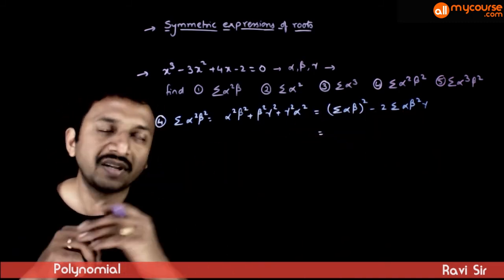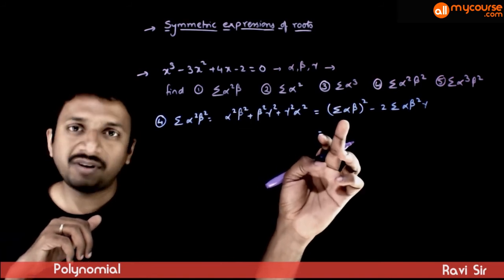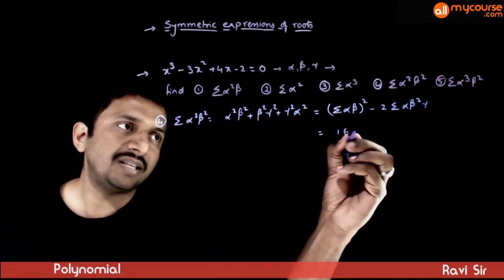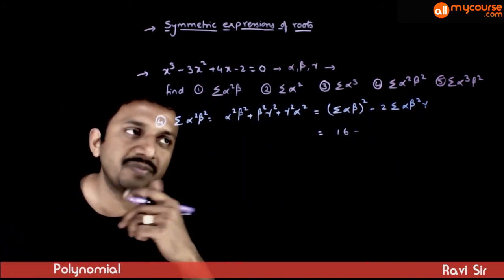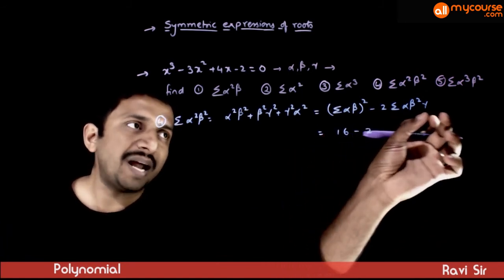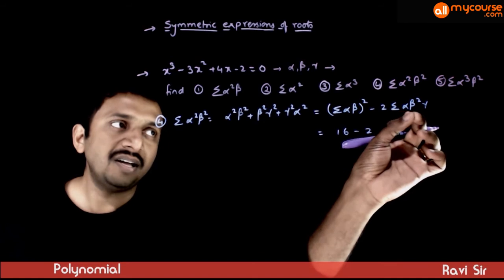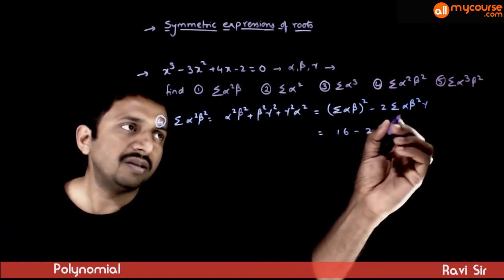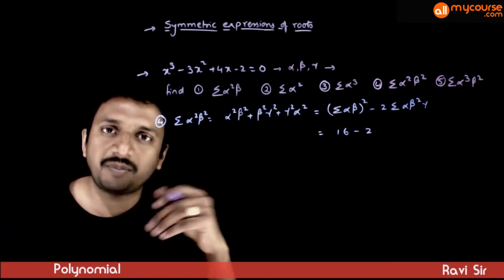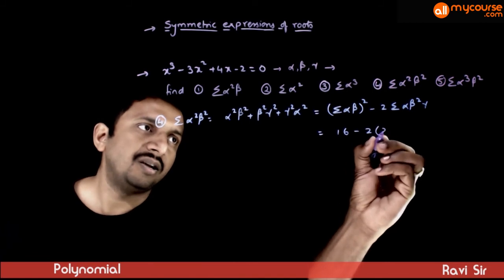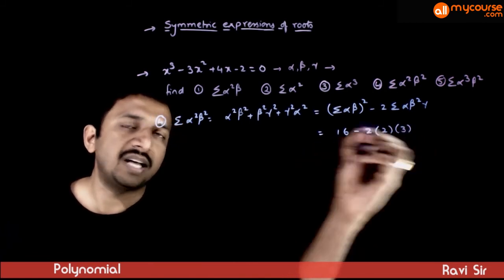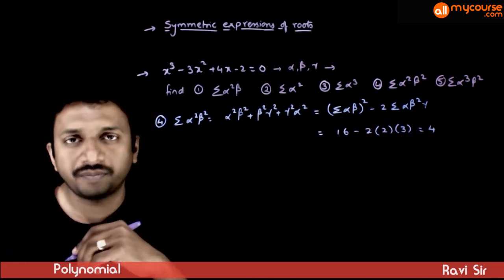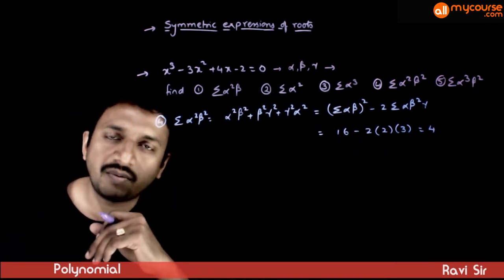So what is sigma alpha beta? Sigma alpha beta is alpha beta plus beta gamma plus gamma alpha, which we have already seen as 4. So you get 16 minus, what is the summation of this? So 2 times, if you expand this, sigma alpha beta square gamma, you get 3 terms, out of which alpha beta gamma is common. So that is 2 times alpha beta gamma times alpha plus beta plus gamma, that is 2 times 3. So that is equal to 16 minus 12, which is equal to 4. So sigma alpha square beta square is equal to 4.